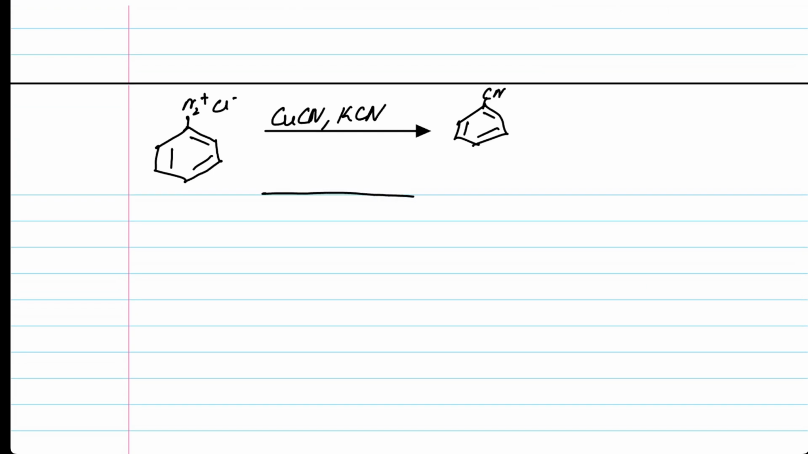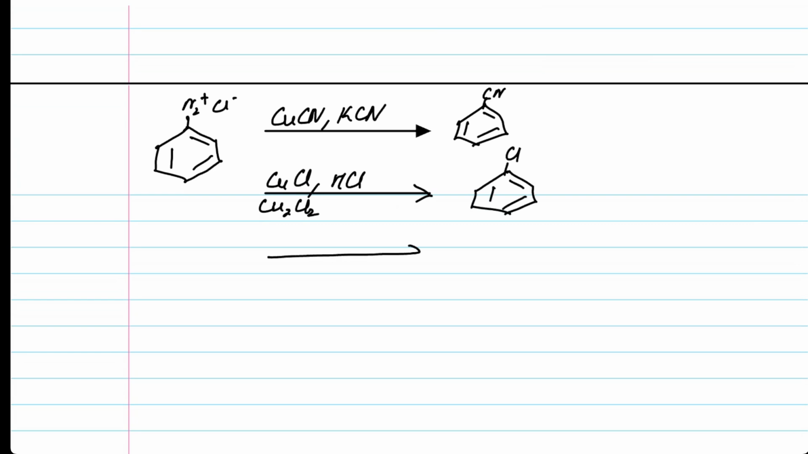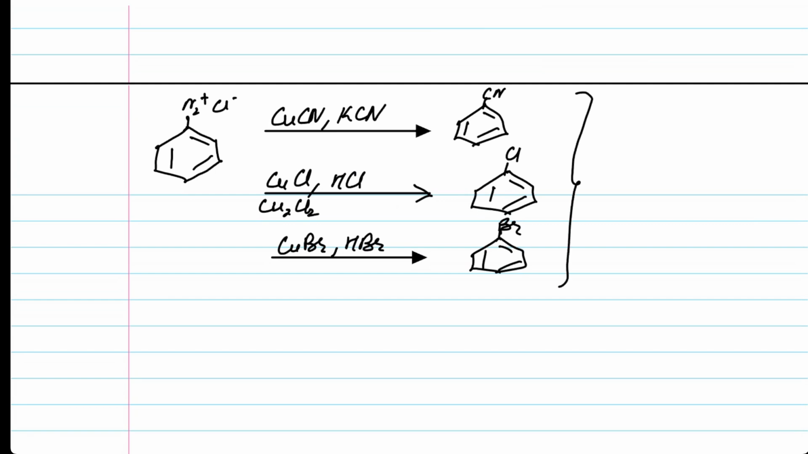Now if we react it with CuCl in presence of HCl. Some books may refer to it as Cu2Cl2. That's the same thing. Then we get the chlorobenzene. If we have the CuBr along with HBr, we get bromobenzene. Now these three reactions are termed as Sandmeyer's reactions.